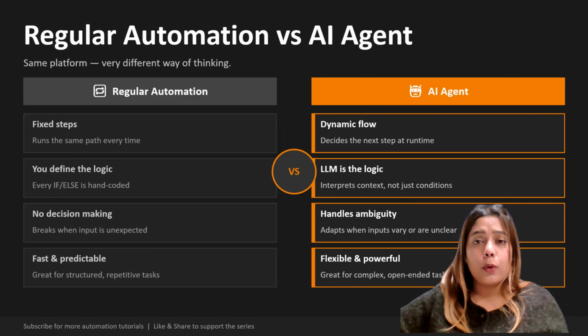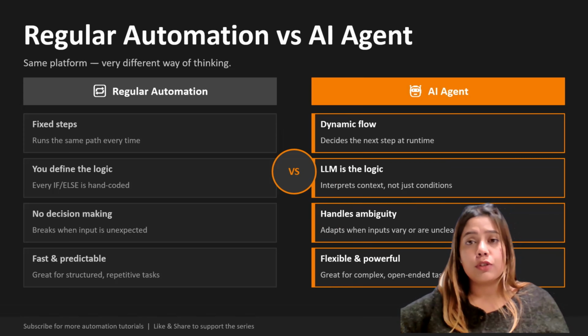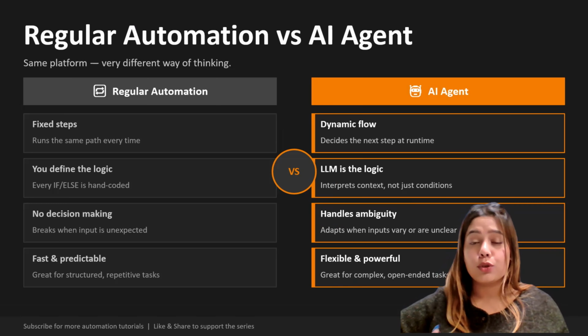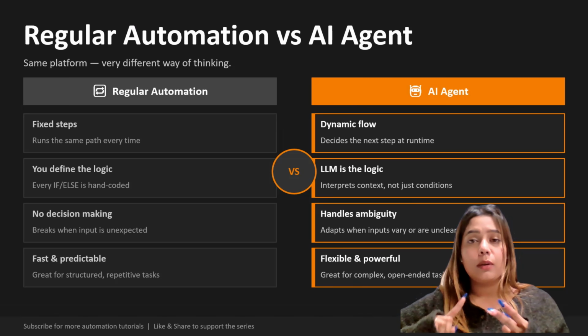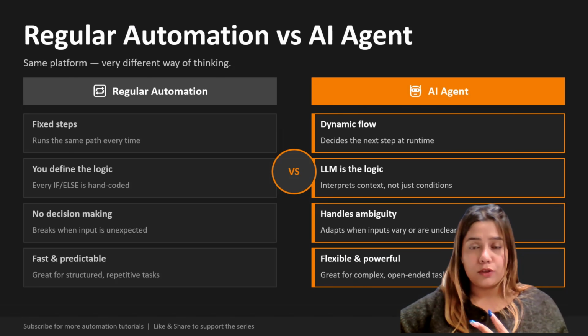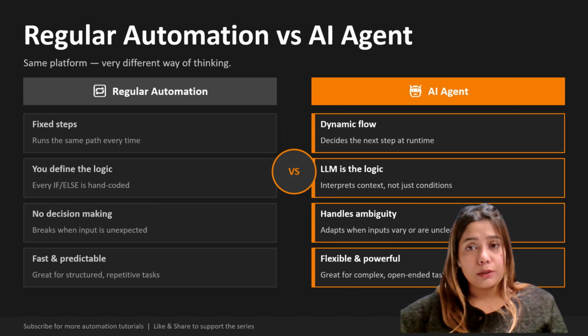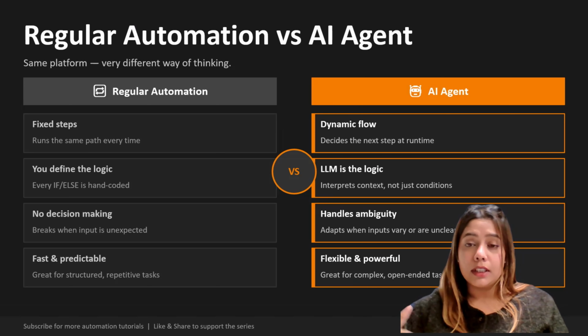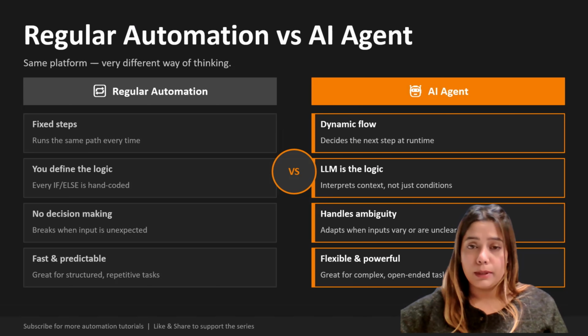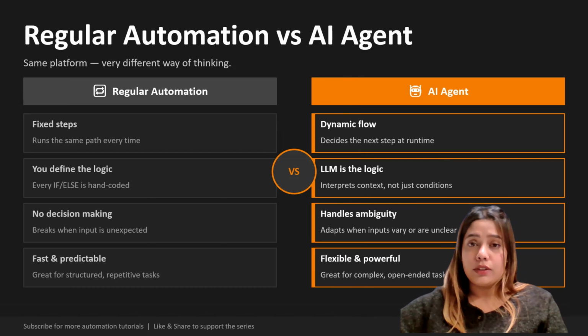Now let's talk about the difference between a regular automation and an AI agent, when you should pick which, and why this matters. If we talk about comparison, regular automation, which we just talked about, is pretty fixed. We define every if, every else, and every branch. It's fast and predictable in scenarios where you know the course of action. But in a lot of scenarios, you really don't know the flow because the flow is pretty dynamic. And that's where an AI agent can help you.